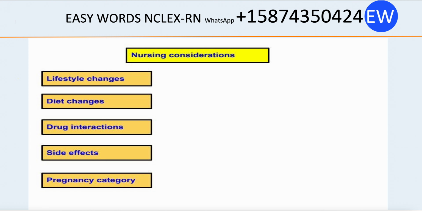And drug interactions. Ranitidine may reduce the absorption of antifungal drugs, such as ketoconazole or itraconazole. So whenever we are starting a patient on any antifungal drug while the patient is taking ranitidine, we have to be careful about this interaction.